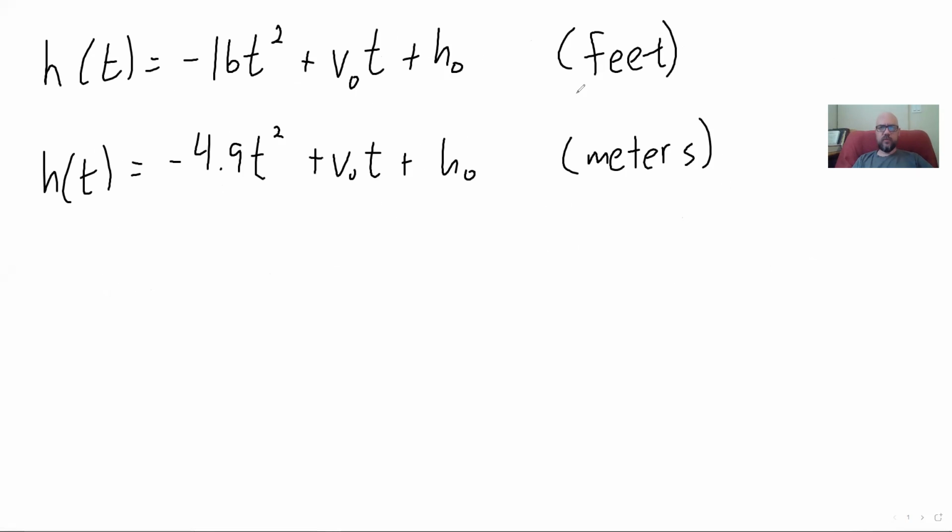So the formula for projectile motion, or for the height of a thrown or shot object, is this. This is if you're giving the distance in feet. This is if you're giving the distance in meters. They have different coefficients out here, but are otherwise pretty much the same. So we've got minus 16t squared plus v0t plus h0. So t is time in seconds, v0 is the initial velocity of the object, and h0 is the initial height of the object.